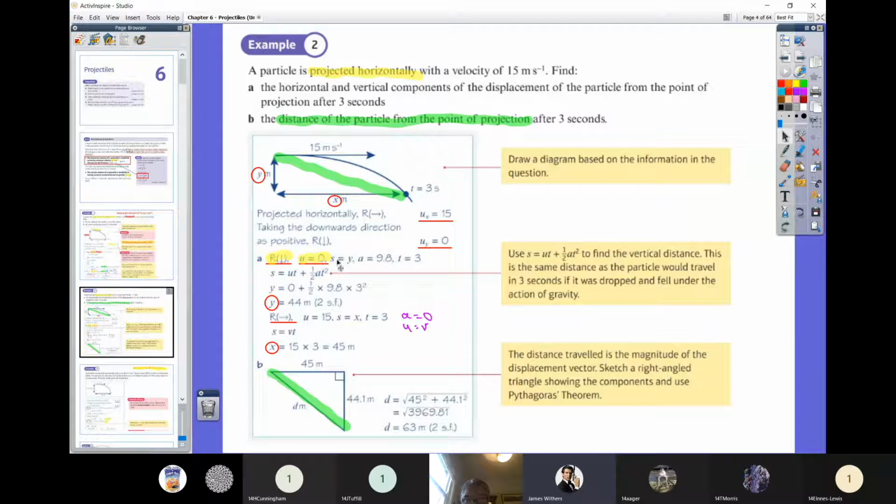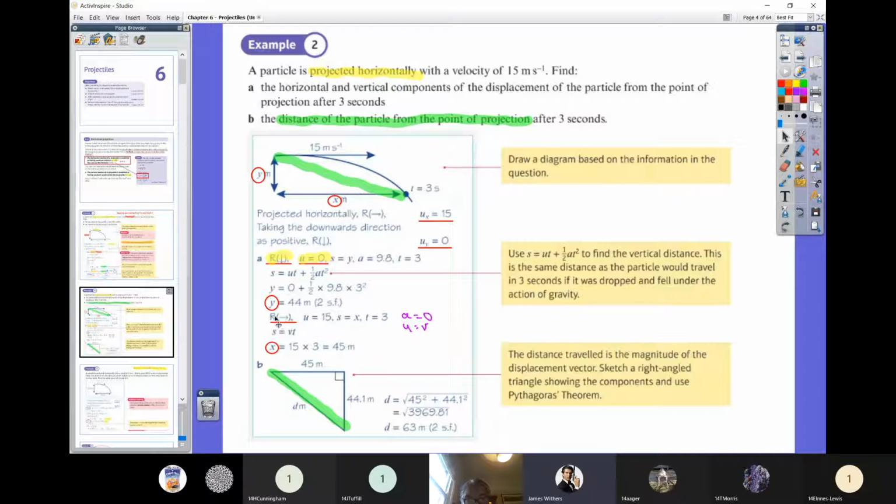No, I think we probably could have resolved either of these first on this occasion. I think we've only got one unknown for both, so I don't think it mattered which way round we did it. But resolving downwards, remember, because we projected horizontally, our initial speed downwards is 0. We're trying to work out this vertical distance, which is y. Acceleration is gravity. The question tells us the time is 3. Subbing into SUVAT, we get y being 44.1 meters.